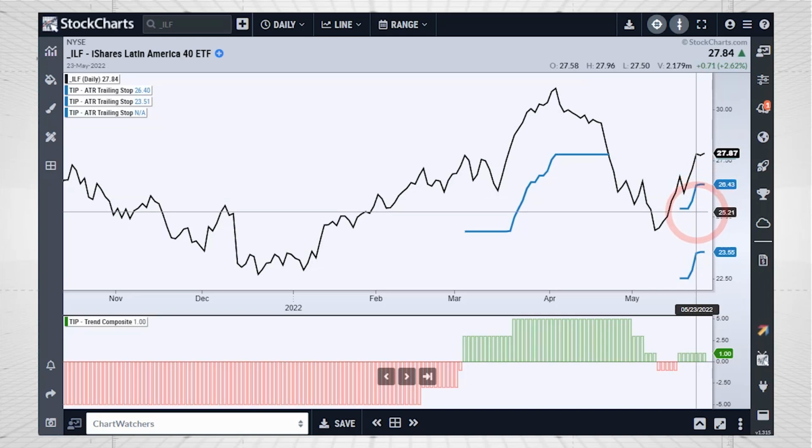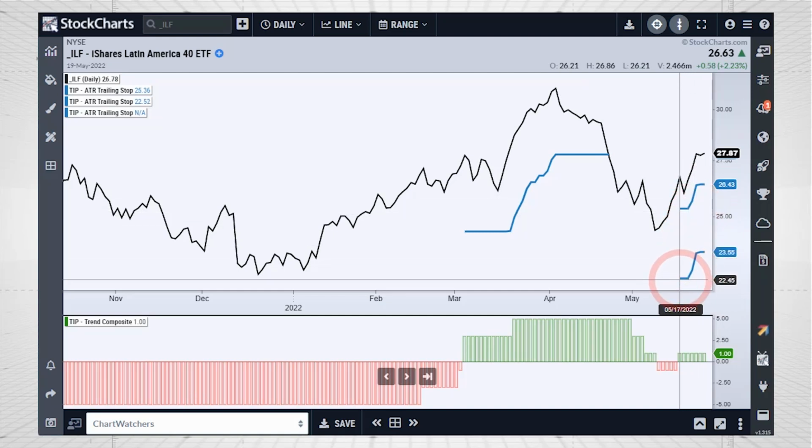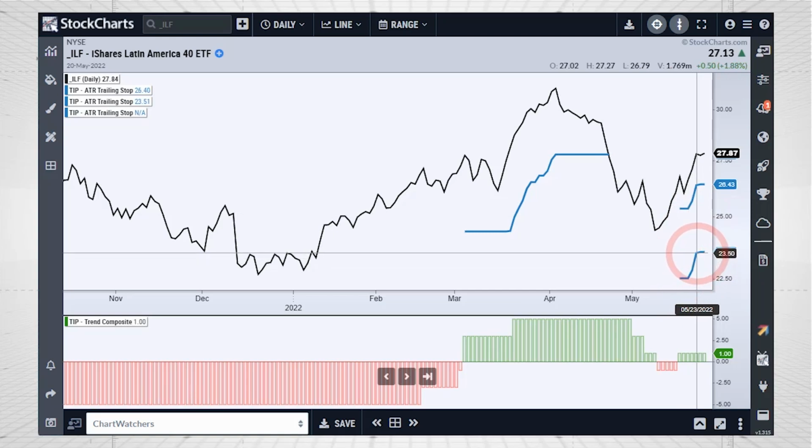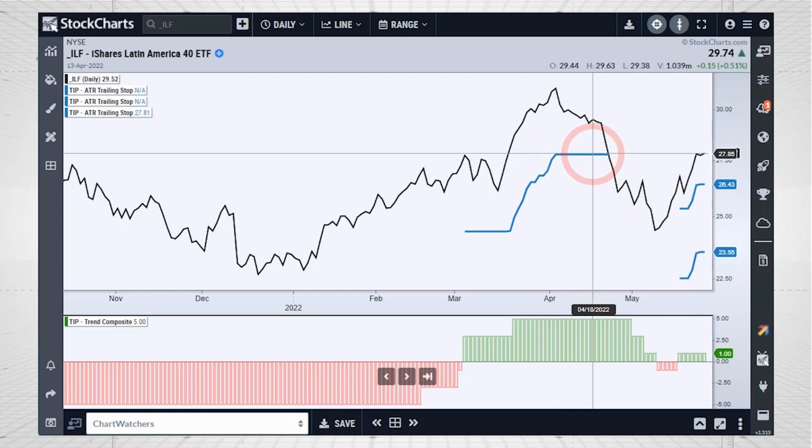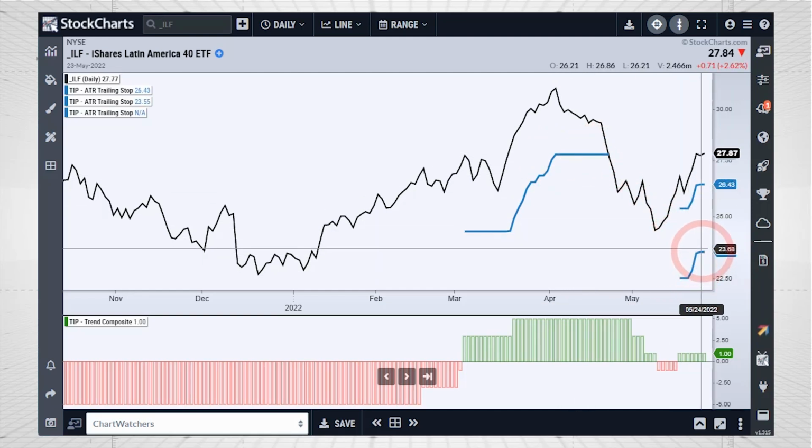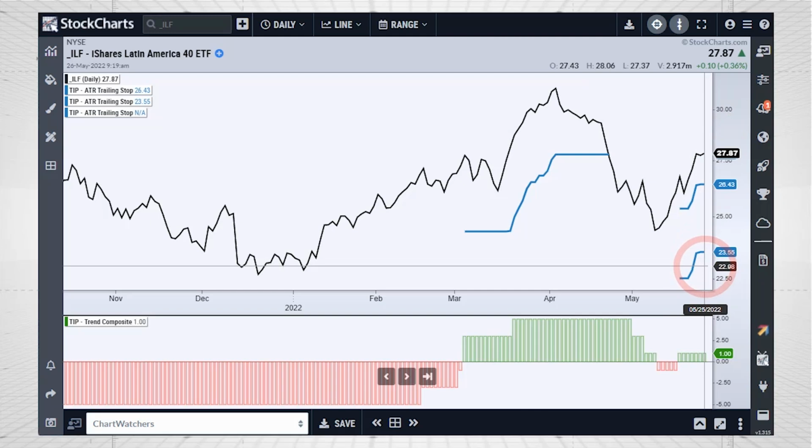Now, if you're a trend follower and you want to give a little wiggle room, you would be using a wider stop. So this one is 6 ATR values below the highest close, and it's at 23.55. This is similar to the stop here. Now, in order for this stop to work, we're going to have to move significantly higher to get that stop up. But right now, as far as the exit is concerned, there are two possibilities in this strategy. Either when the Trend Composite turns negative or when the ATR Trailing Stop is hit.